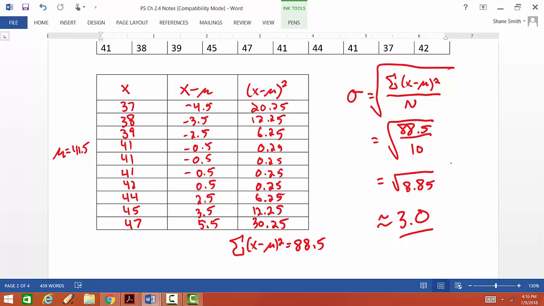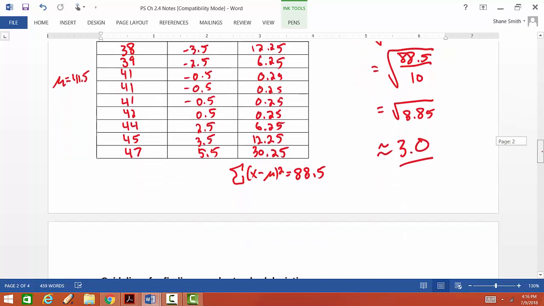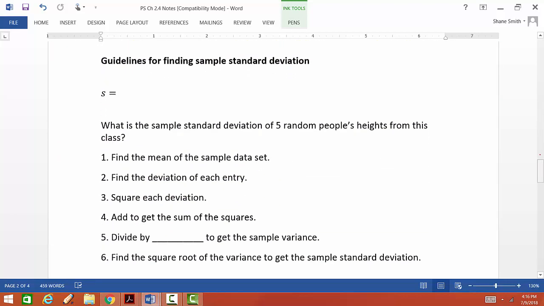Okay? So let's do this one more time, but now let's do it with a sample. So if we want to find a sample standard deviation, first of all, this is denoted by a different symbol. Like x bar is denoted differently from mu. X bar and mu are different. So s is a sample standard deviation.